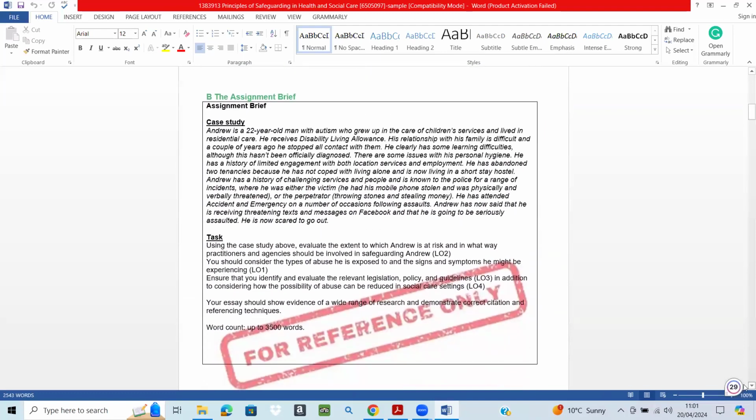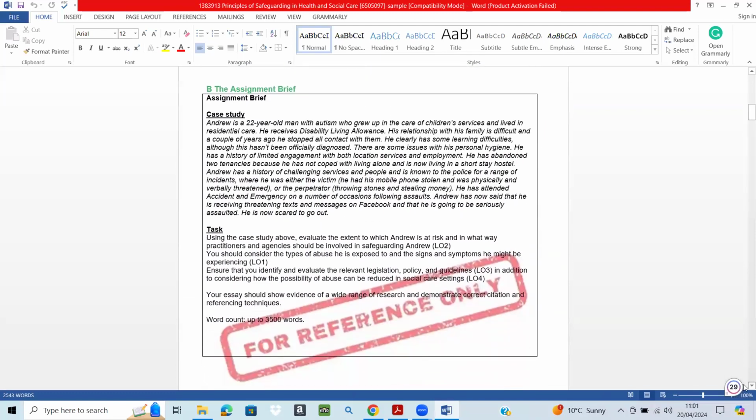Then this is the assignment brief. So we have a case study. We discussed the same case study. It's about Andrew, and he is suffering from autism. So now look here, the keywords are not highlighted, or they are not in bold. So we need to look for these keywords which we need to consider when writing our answer.